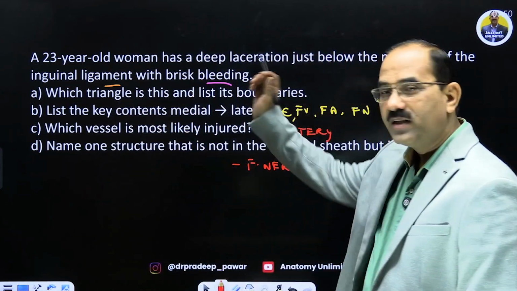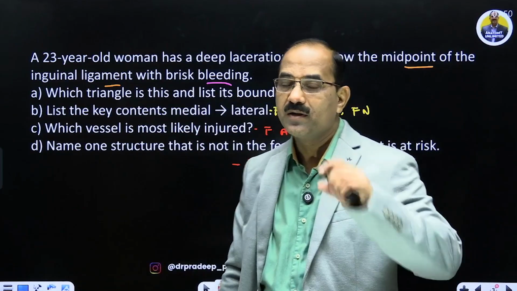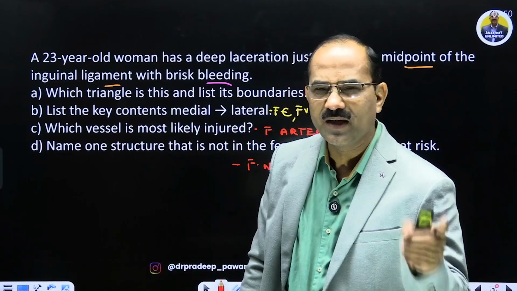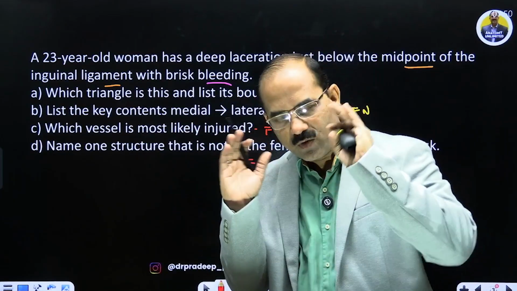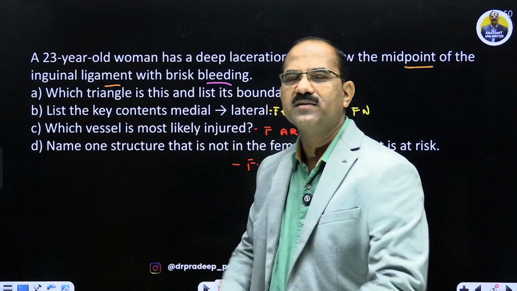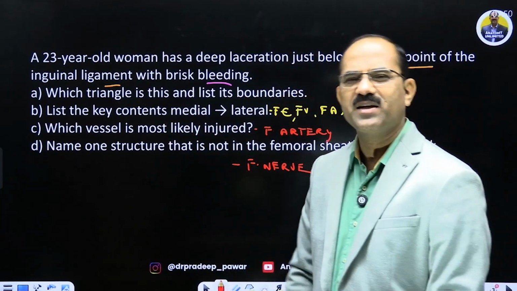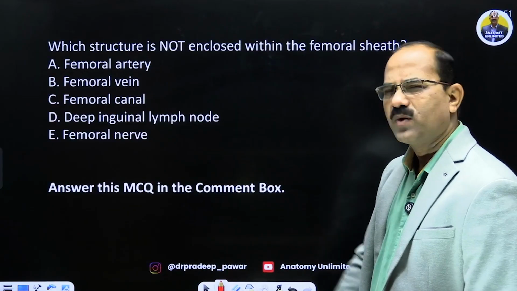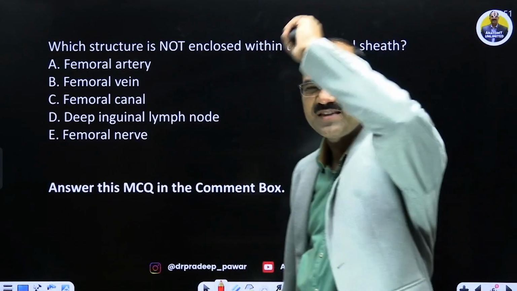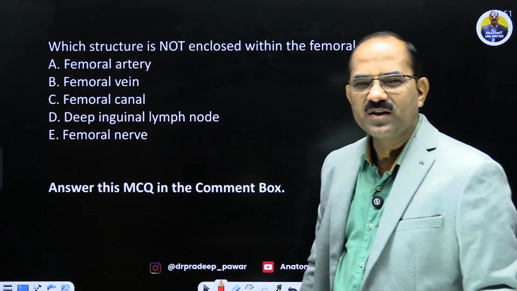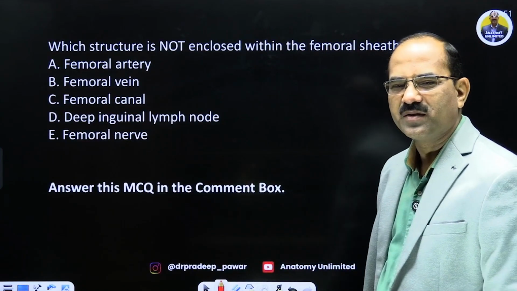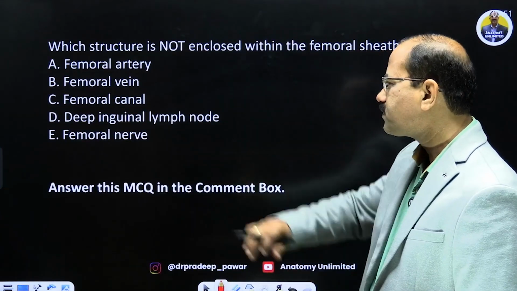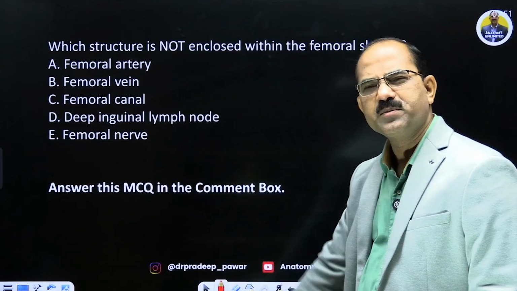हाँ, for details of the topic आप lecture जरूर देखना. एक बार lecture भी देख लो. So once you see the lecture, you get an overall orientation. उसके बाद the clinical cases will be easy to understand because your concept is clear. ठीक है? I hope all these things are clear to all of you. So एक MCQ आपके लिए वापस as promised. So which structure is not enclosed within the femoral sheath? Answer this. Answer the MCQ in the comment box.